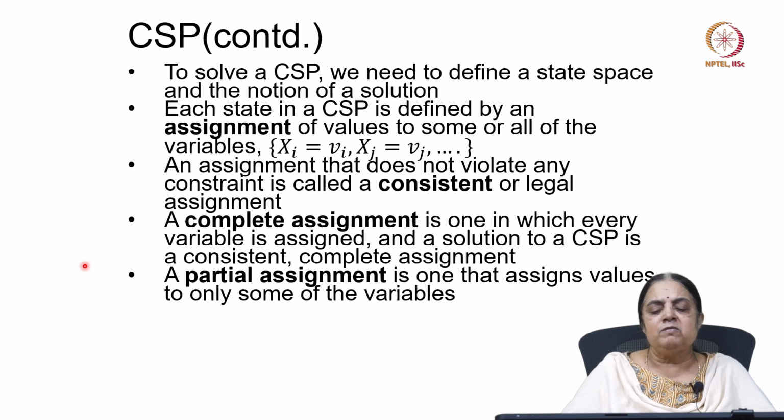A complete assignment is one in which every variable is assigned, and the solution to the CSP is a consistent complete assignment. A partial assignment is one that assigns values to some of the variables but not to the other variables.